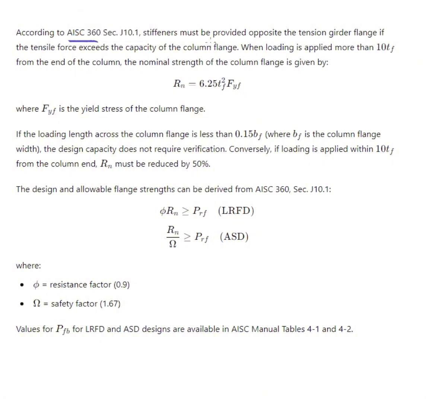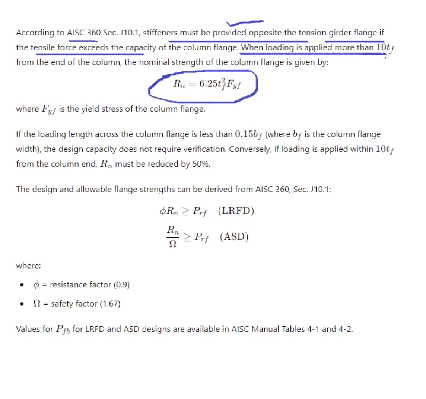according to AISC 360, stiffeners must be provided opposite the tension girder flange if the tensile force exceeds the capacity of the column flange. This is the capacity of the column flange. If the tensile force exceeds this capacity, then we need to provide the stiffeners opposite. And when the loading is applied more than 10 tf from the end of the column, the nominal strength of the column flange is given by this.